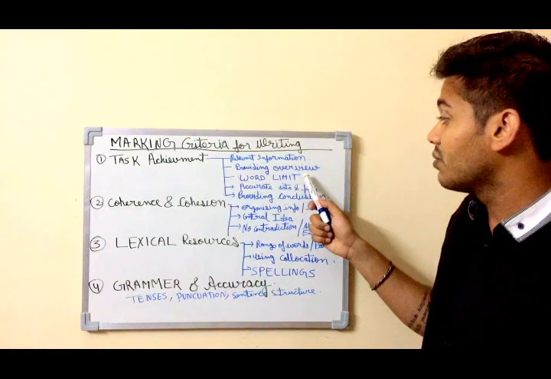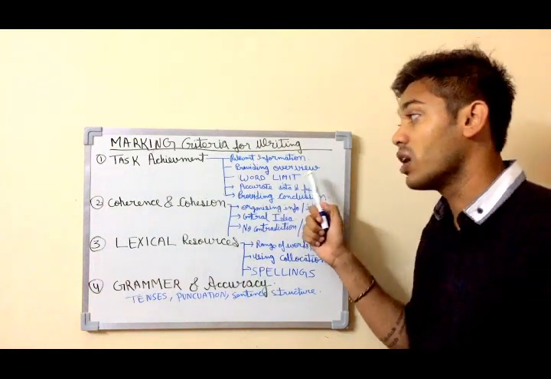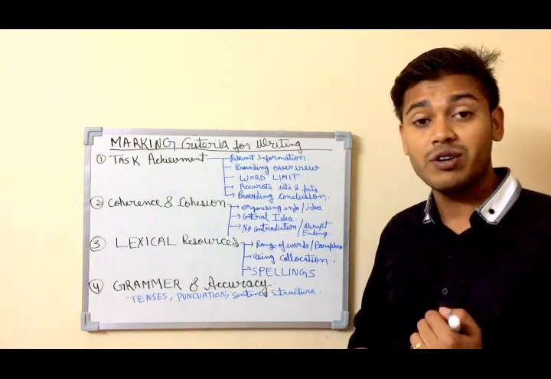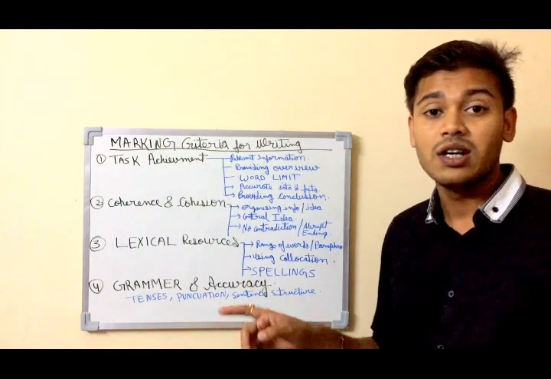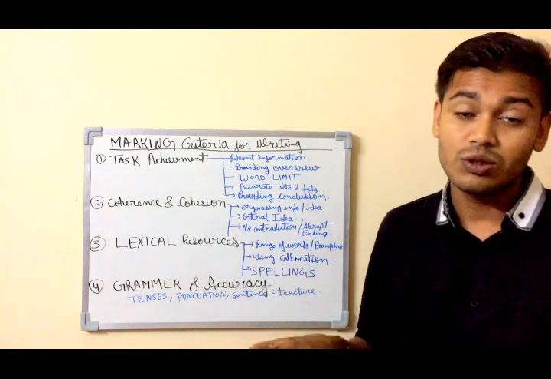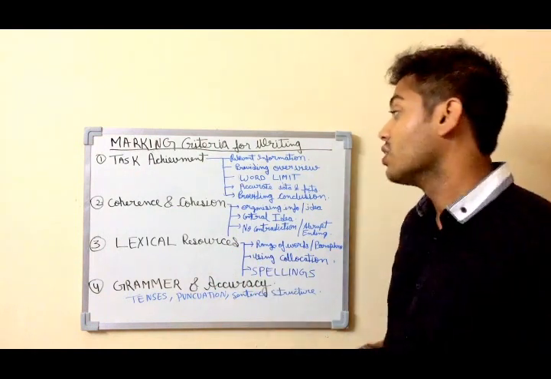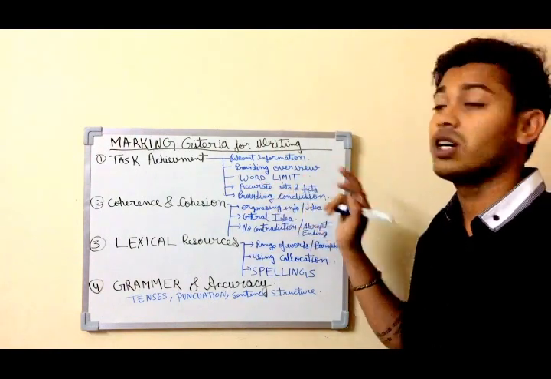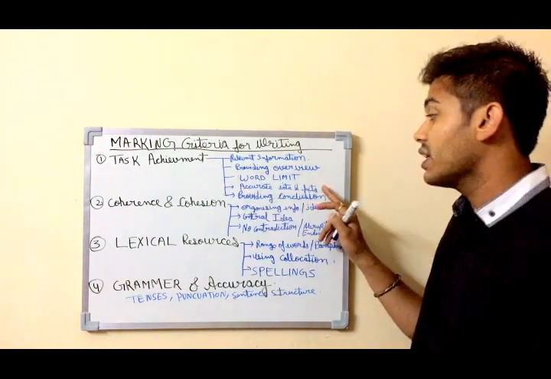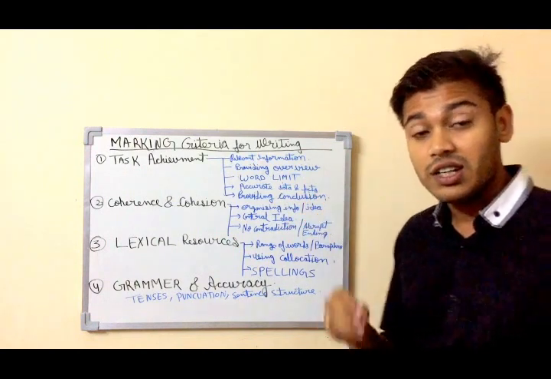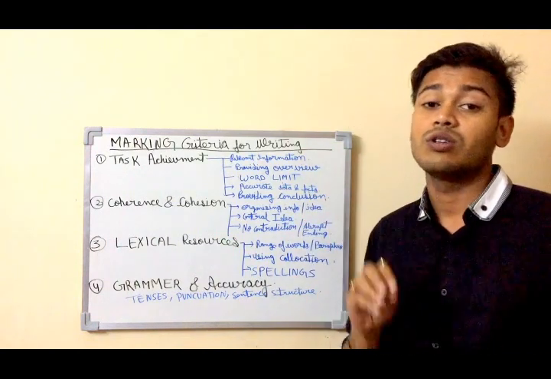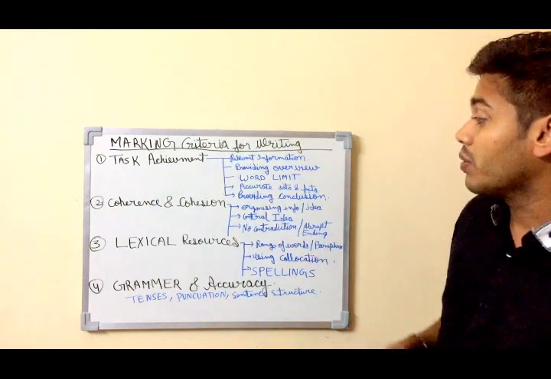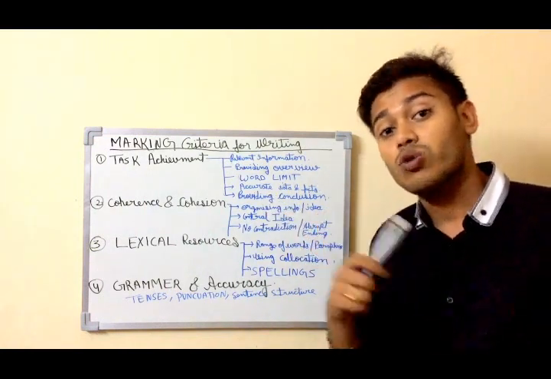Now the third point in task achievement is the word limit. As I have told you before, for writing task 1 the minimum word limit is 150 words, and for task 2, 250 words is the minimum. You need to fulfill that, then only you will be marked for word limit. Then the fourth point is accurate data and facts. The data which you are taking from the question needs to be accurate.